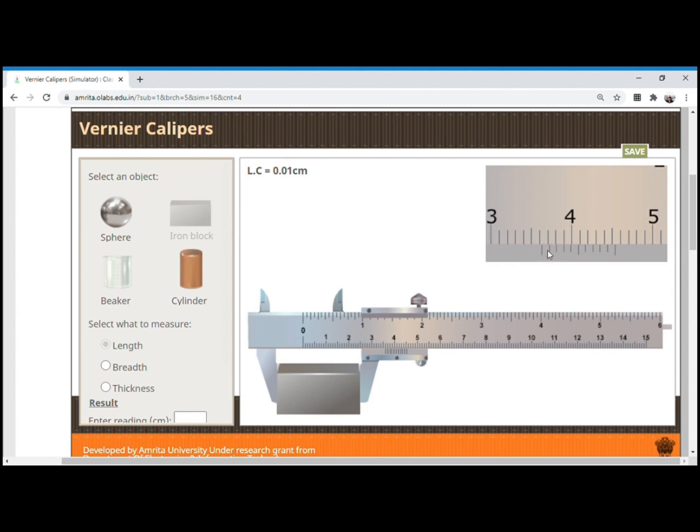And now, on the nonius scale, we consider the parallel line. From the result, we see that the line of the nonius scale that makes one line with the main scale is 0, 1, 2, 3. So the total is 3 cm and 6 mm and 0.3 mm. So the result is 3.63 cm. The smallest size that can be measured by the vernier caliper is 0.01 cm.